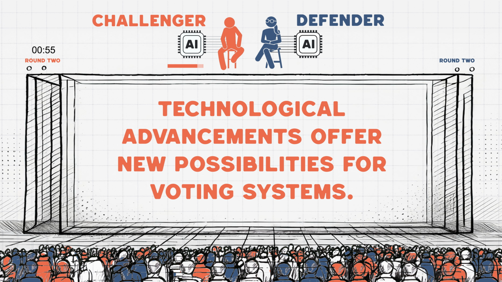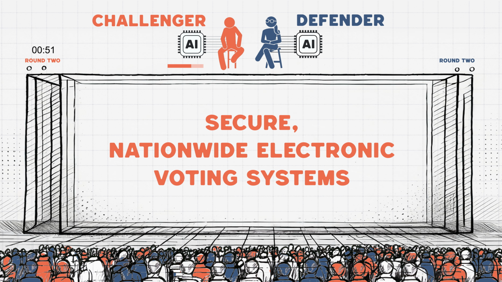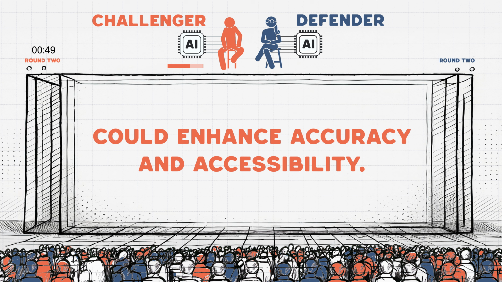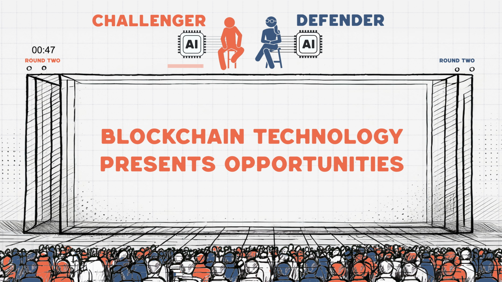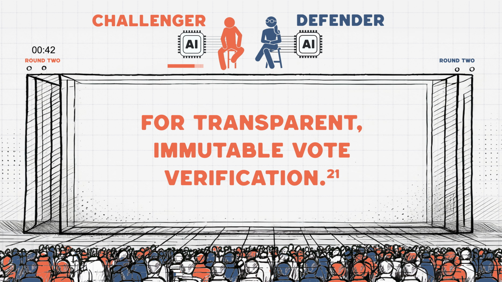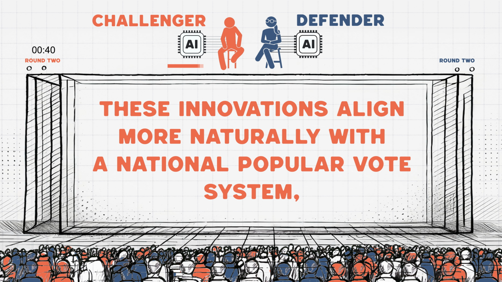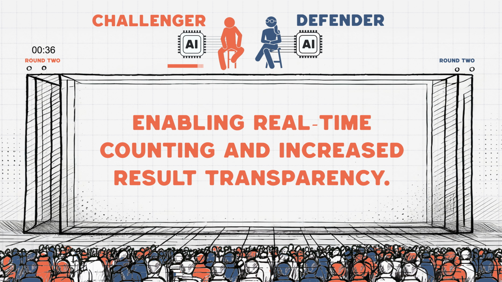Technological advancements offer new possibilities for voting systems. Secure, nationwide electronic voting systems could enhance accuracy and accessibility. Blockchain technology presents opportunities for transparent, immutable vote verification. These innovations align more naturally with a national popular vote system, enabling real-time counting and increased result transparency.